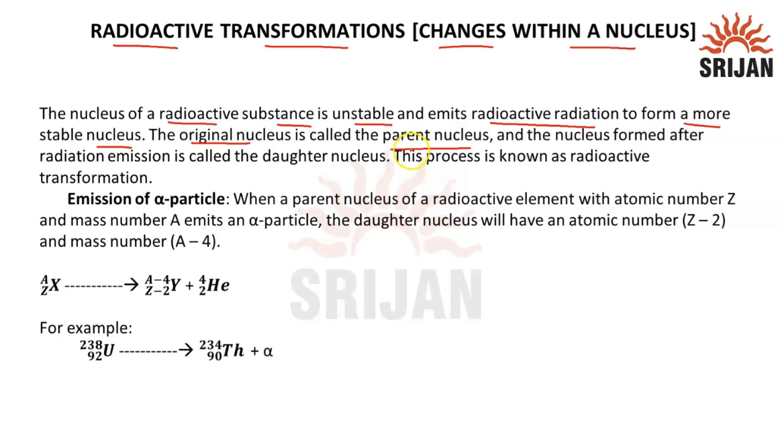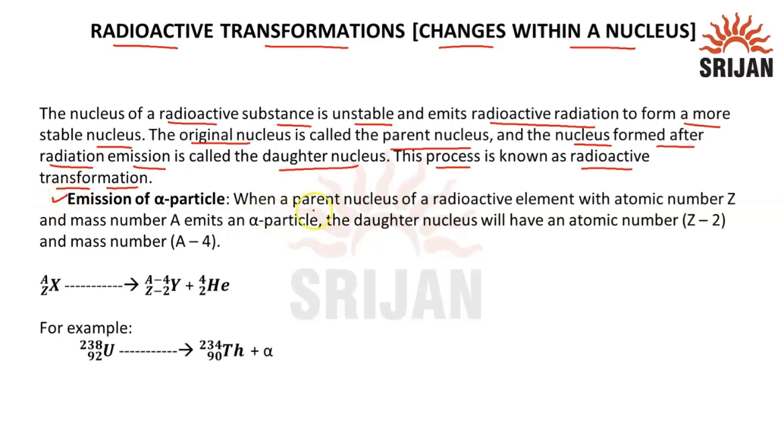Now, just like a few seconds ago, I mentioned this term daughter nucleus. This is the answer to that question. The original nucleus, which is being degraded, is known as the parent nucleus, and the nucleus that is formed after the radiation emission is known as the daughter nucleus. This process is known as the radioactive transformation. Now, the radioactive substance emits three types of radiations: alpha radiation, beta radiation, and gamma radiation. Let's talk about them one by one.